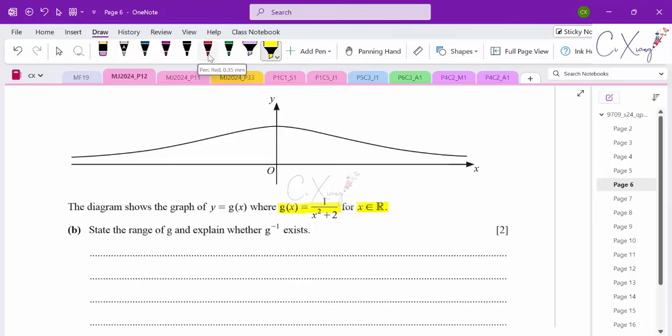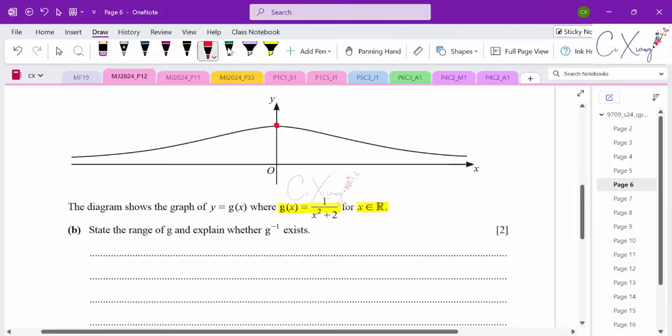To get the range of g, I want to know the highest value of the function g. So what is this highest value? To get it, I substitute 0 into my function g, so I'm having half. And you will realize that the graph of the function g is basically between the half and also the x-axis.